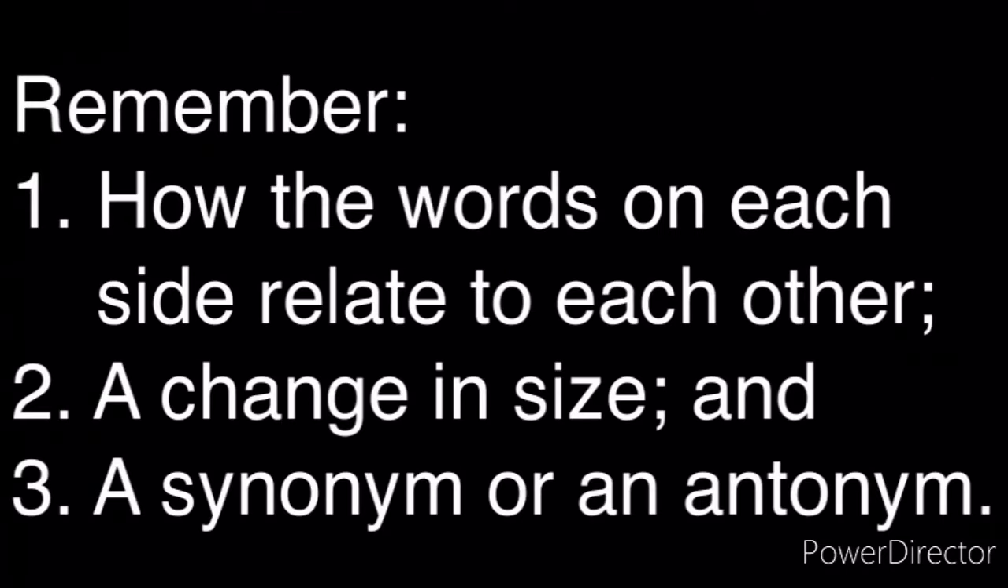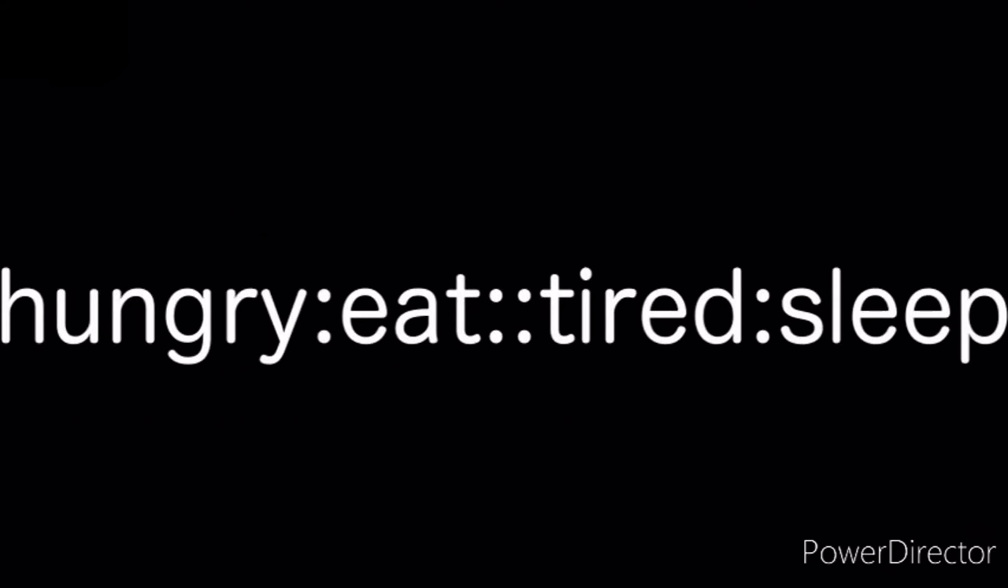To understand a word analogy, think about how the words on each side of the colons relate to each other. Sometimes, the relationship is a part of a whole, a change in size, a synonym, or an antonym. Another example is hungry is to eat as tired is to sleep. In the given example, hungry and tired are adjectives. Eat and sleep are verbs, so that's why they are related to each other.